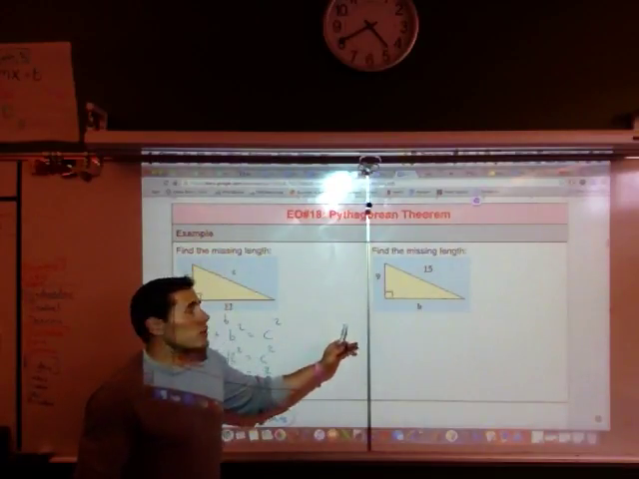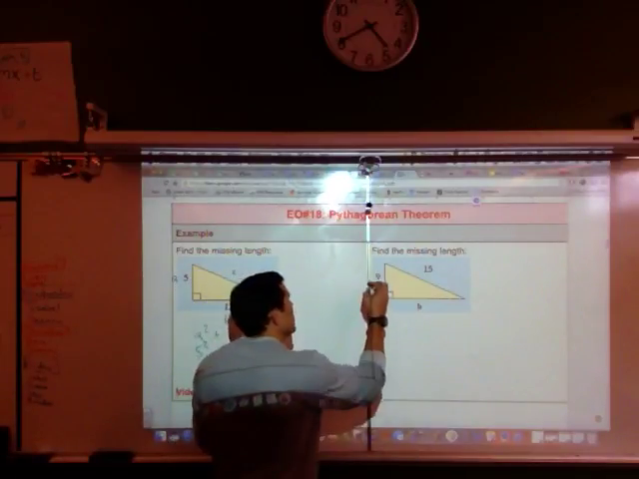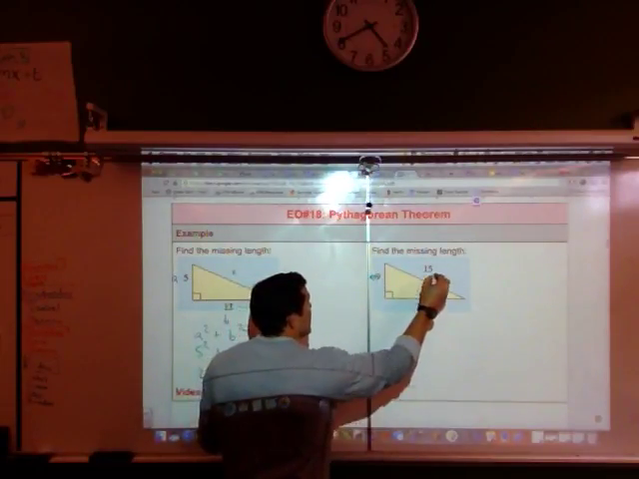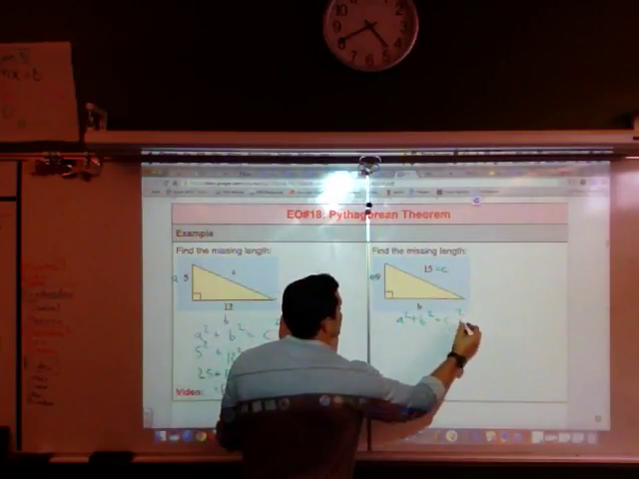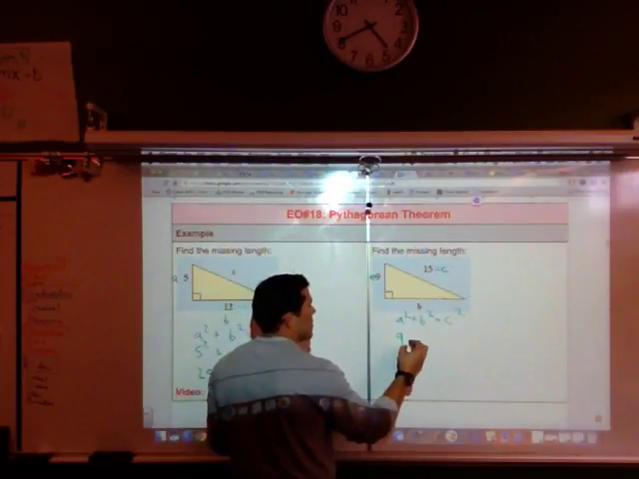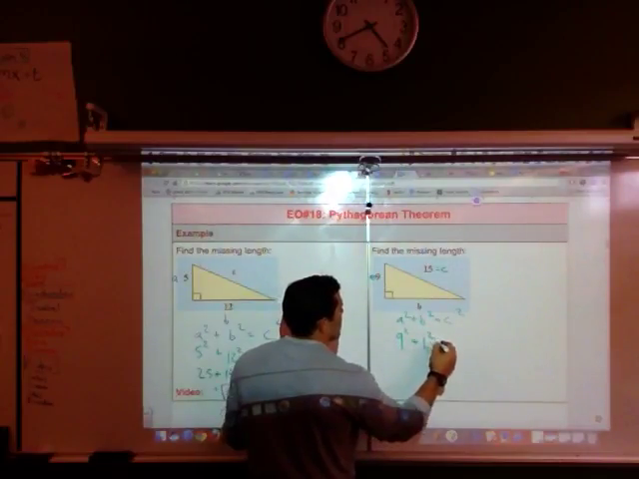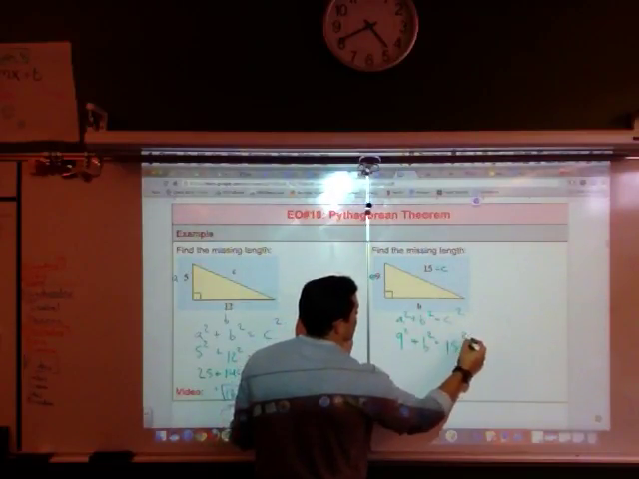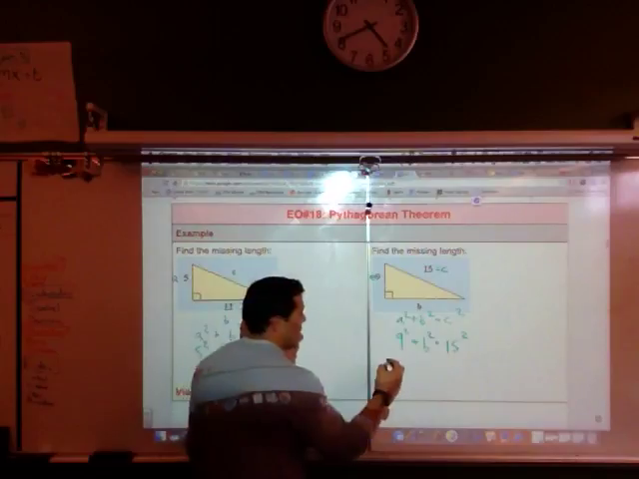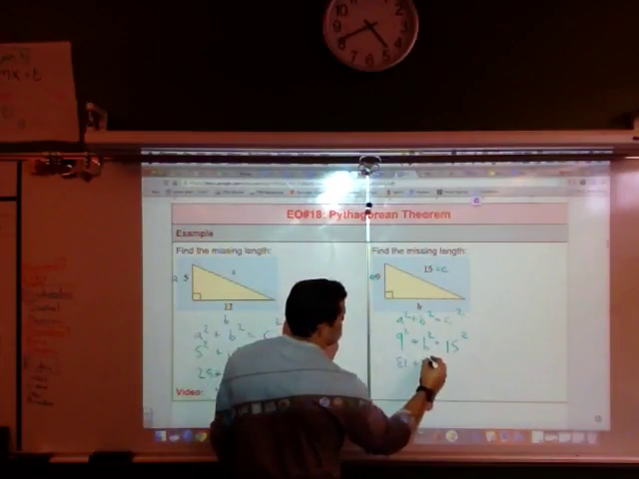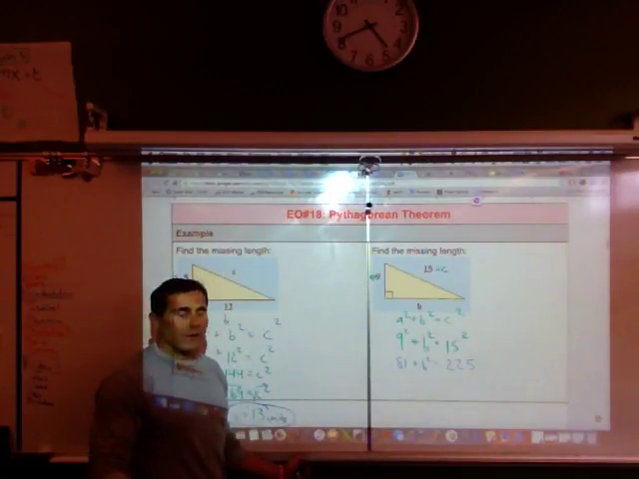I can actually solve it also if they give me the hypotenuse and a leg of the triangle. I can still use A, B, and C. I can do A squared plus B squared equals C squared. So my A squared is a 9 squared. My B squared is still B squared. My C squared is a 15 squared. So I have that going on. That would get me 81 plus B squared equals 225, or sorry, 225 when I do 15 squared.